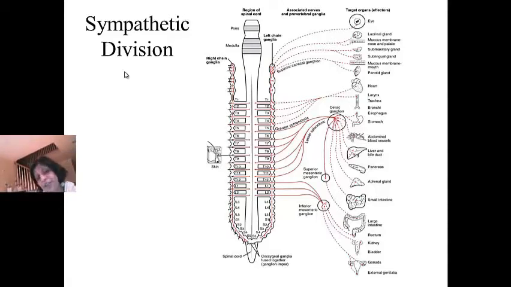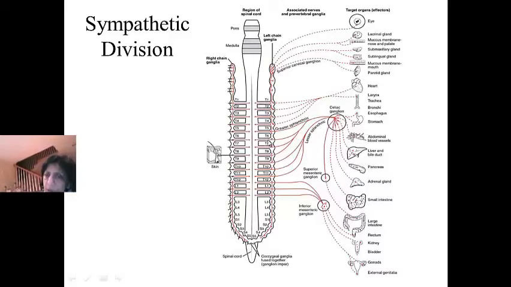Based on its function, this division could be called the fight or flight system. Fight or flight is where there is excitation in the body, and many systems are activated, which we will talk about soon. Well, let's see what happens to the preganglionic neurons. The majority of these neurons are short. They terminate within a short distance at a ganglion.